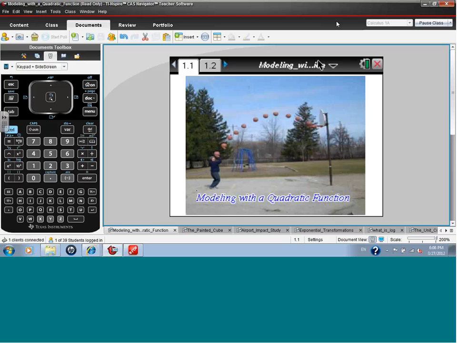Thank you. The first activity that I'd like to show you all tonight is called Modeling with a Quadratic Function. As you can see from this document, you can embed pictures into a document and then act on those pictures. And so we see someone shooting a basketball, and the shape of the trajectory of the basketball is quadratic. I'm showing you this activity on my teacher software, but it would look just like this on a student's handheld device after they loaded this document and started interacting with it.